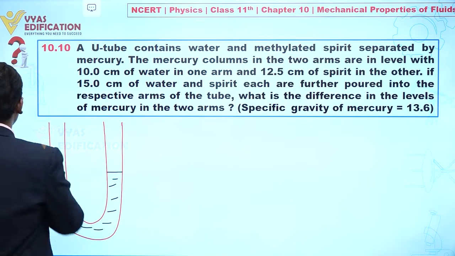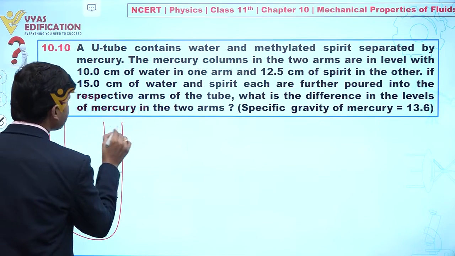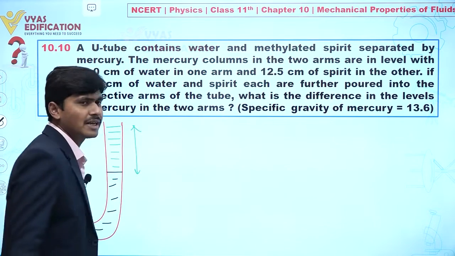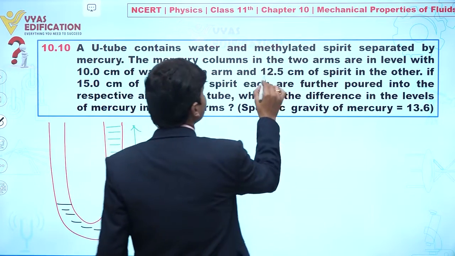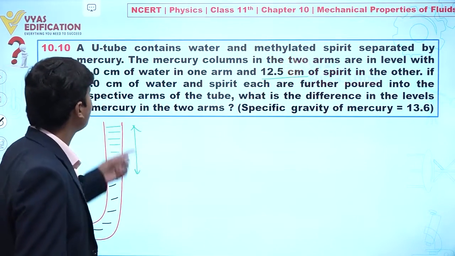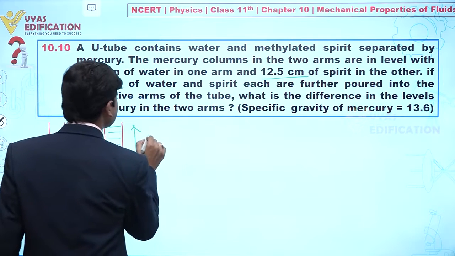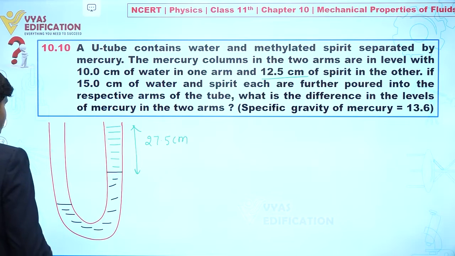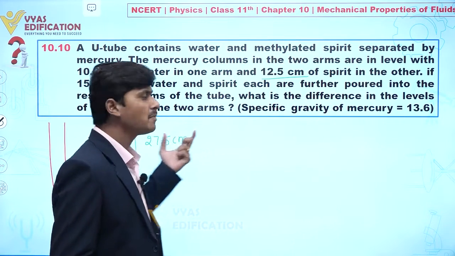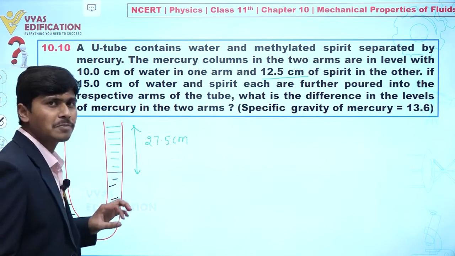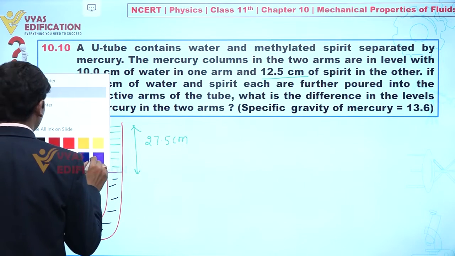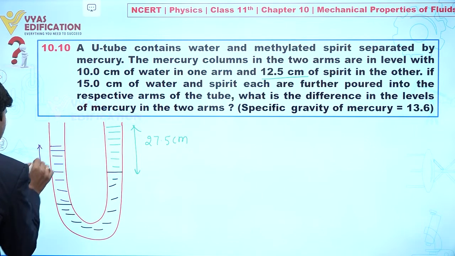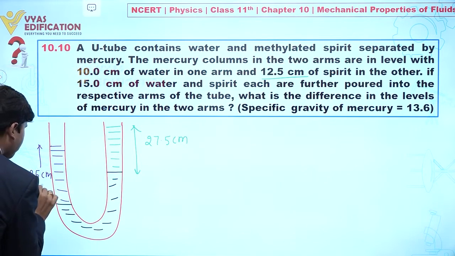Now it is also given, let's suppose this is the height of the spirit column. So we already know 12.5 centimeter is already filled, and now we are adding 15 centimeter more. It means I can say this is 27.5 centimeter. And here water is already 10 centimeter and we are adding 15 centimeter more. It means now we have the water level up to, let's suppose, this one. And now this column is 25 centimeter.